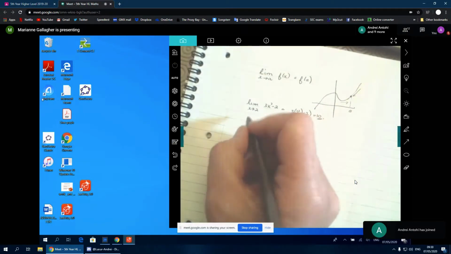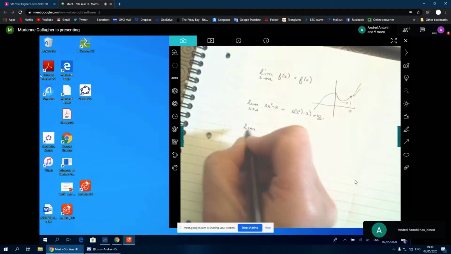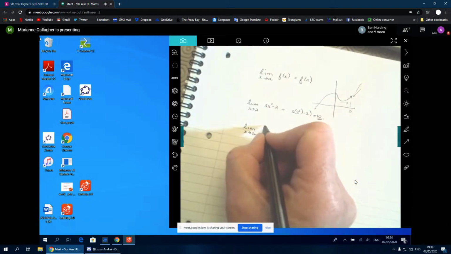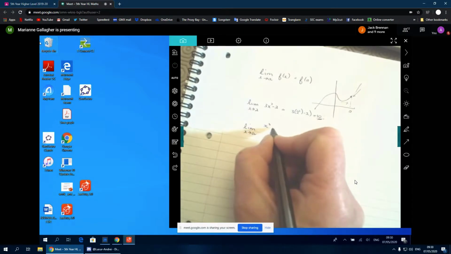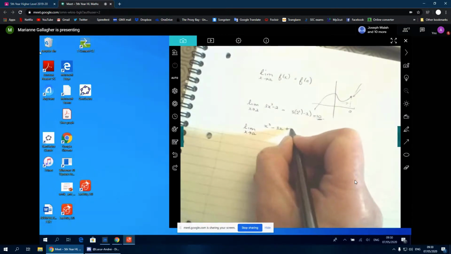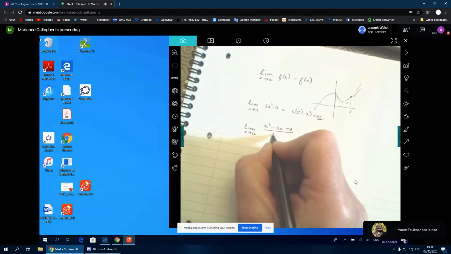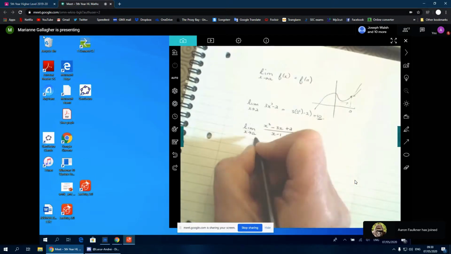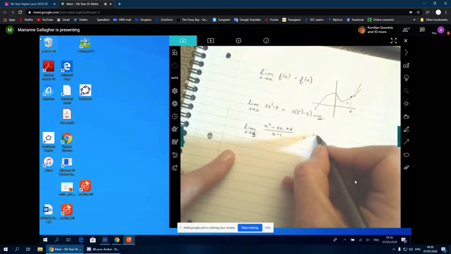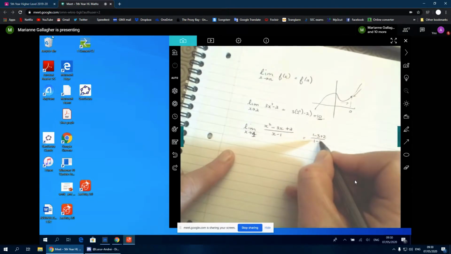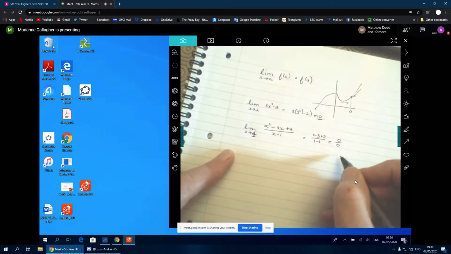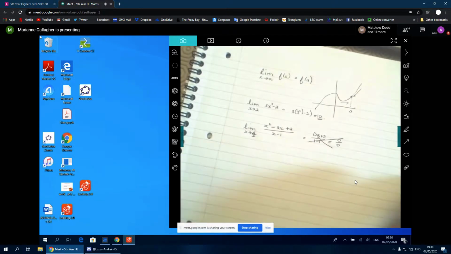Where that runs into difficulty is if we have rational functions. So if I had something like x squared minus 3x plus 2 over x minus 1, and I want the limit as x tends to 1. If I sub in 1 there, I get 1 minus 3 plus 2 over 1 minus 1, which is 0 over 0. And I can't divide by 0, so I can't work that out. So what do I do in that case?